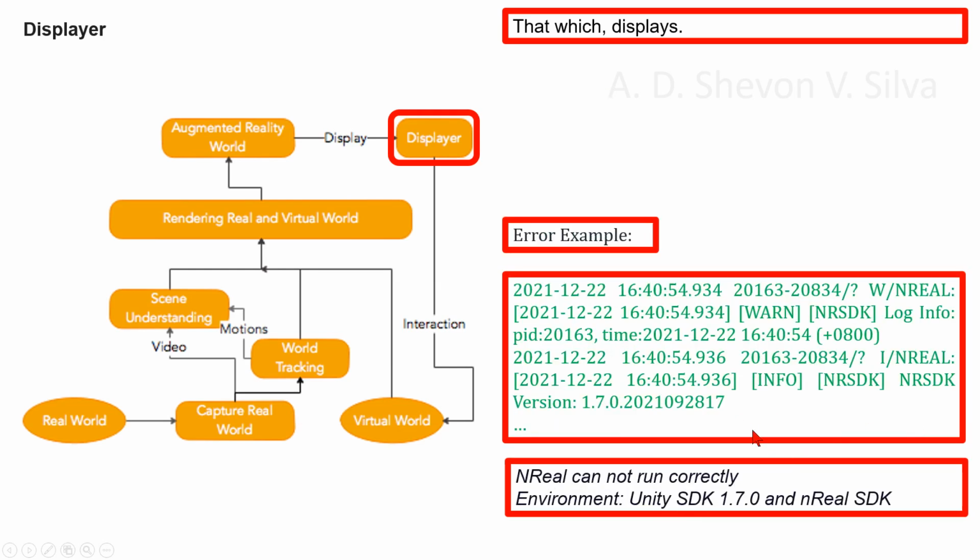As an error example, we can consider this Unreal cannot run correctly here in Unity SDK 1.7.0 and Unreal SDK, and etc. here.